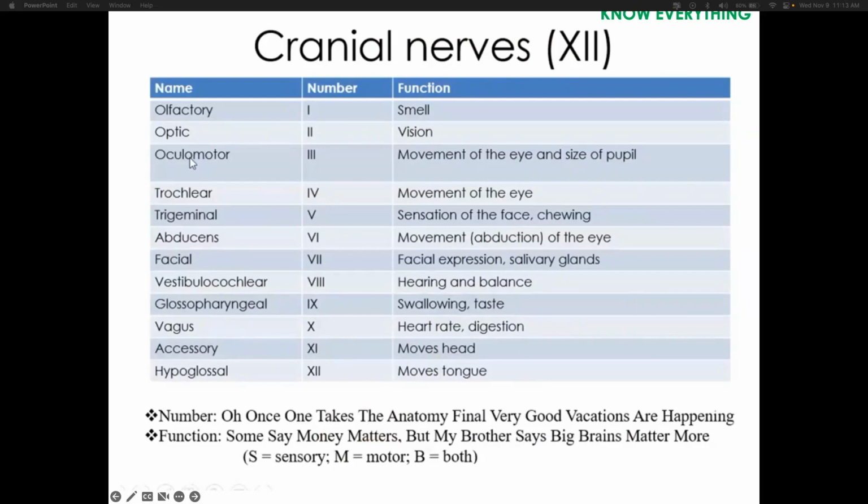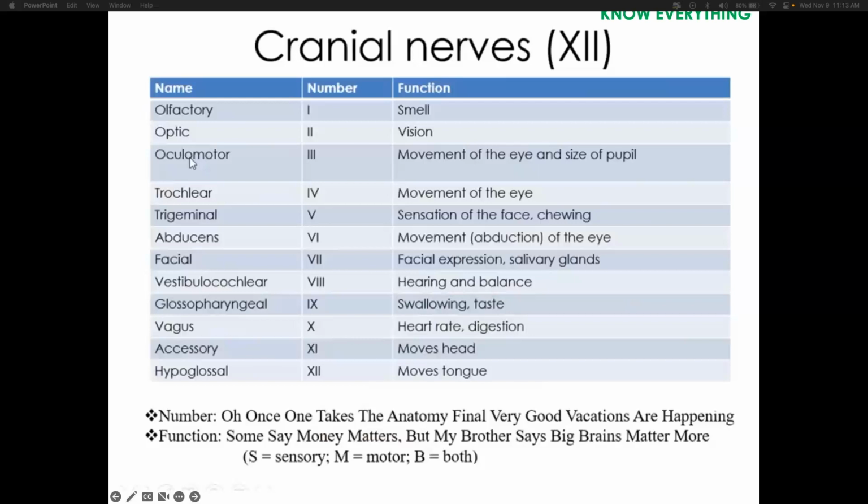Next, we have our trochlear nerve, which is number 4, and that allows you to move the eye as well. Number 5 is our trigeminal nerve. That's the sensations of the face and helps with chewing. Number 6 is our abducens nerve, which lets you move the eye in abduction, so to the side. Number 7 is our facial nerve, which helps with facial expression and our salivary glands. The vestibulocochlear nerve is number 8. That has to do with hearing and balance.